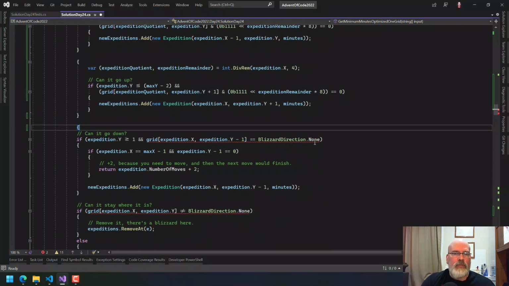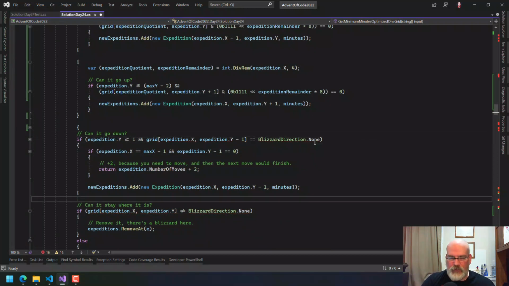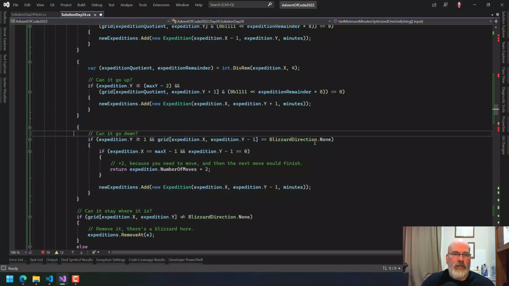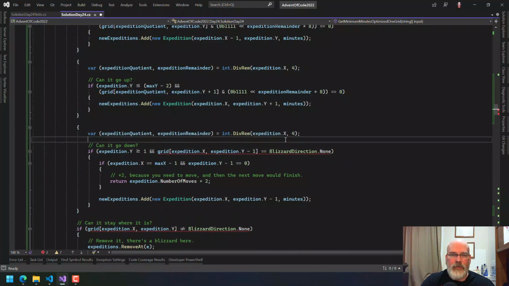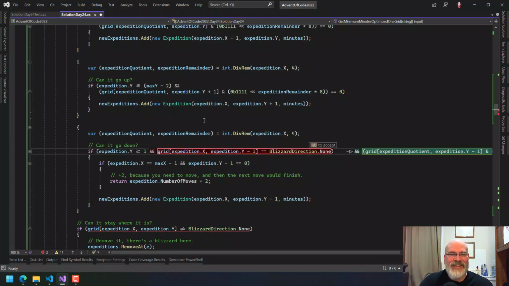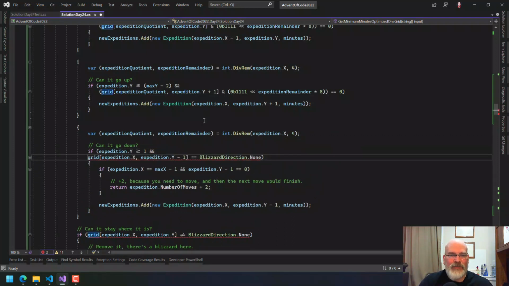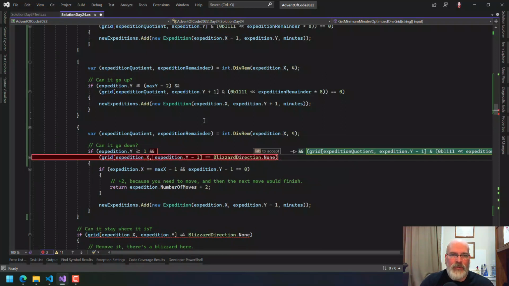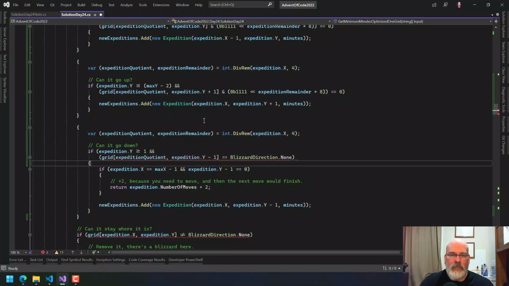I know this may look a little weird, and I usually would not do this, except this oddly feels, after a couple of beers, like this is the right thing to do. Oh, what do you say? I don't trust you. I'm sorry. I just don't trust that right now. Expedition quotient, expedition y - 1, and then this little pattern like that.